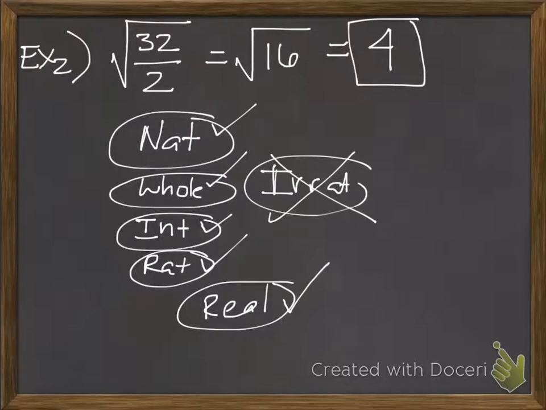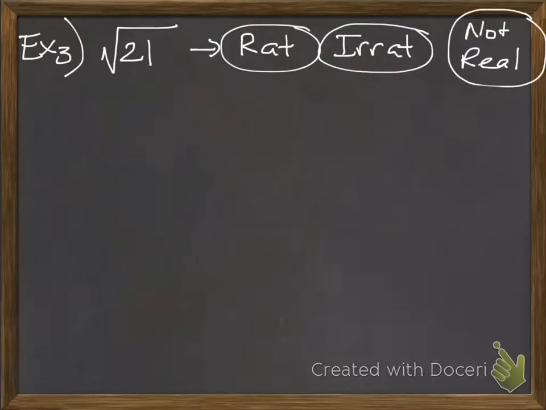So the square root of 32 over 2 is, again, all five of these: natural, whole, integer, rational number, and real. The second part to 3-7 is asking to state if the number is rational, irrational, or not real. It cannot be all 3 at the same time, or even 2 out of the 3. It has to be one of the 3. So let's take a look at example 3, the square root of 21. Is 21 a perfect square? If not, finding the square root of 21 is not impossible, but it's going to be one of those non-terminating decimals. So that means it's irrational.